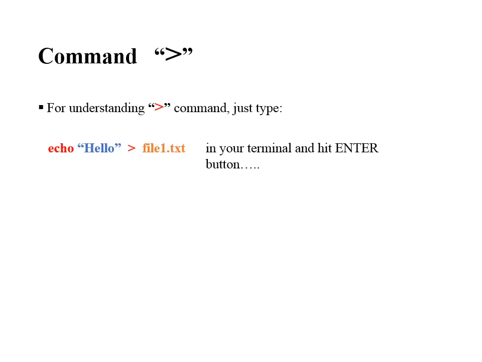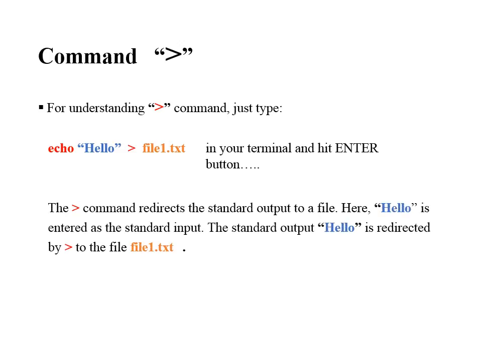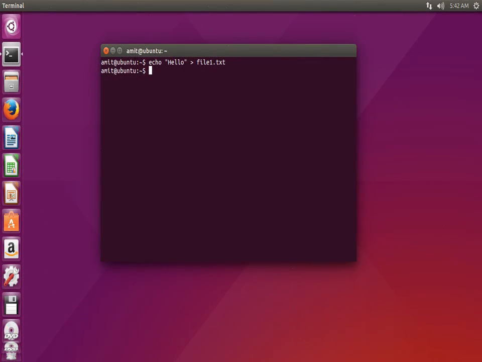Command greater than. For understanding the greater than command, just type echo space hello space greater than file1.txt in your terminal and hit enter. The greater than command redirects the standard output to a file. Here, hello is entered as the standard input. The standard output hello is redirected by greater than to the file file1.txt. As shown in the picture.